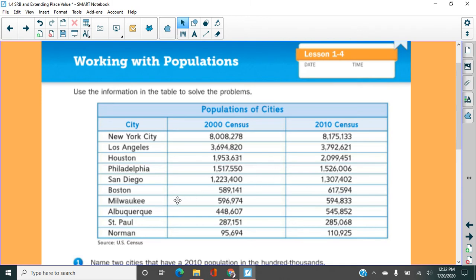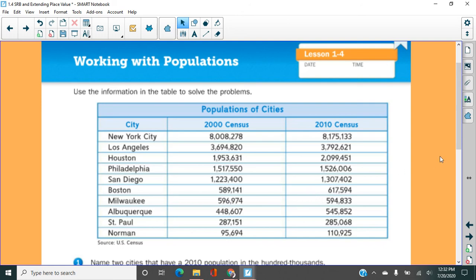However, you can look at a city like Milwaukee. Here's Milwaukee's population in 2000, 596,974. And in 2010, it was a little bit lower. How do I know that? Well, these first two digits are the same, 500,000 and 90,000, but the 6,000 is more than the 4,000 here, right? So we can use some of our skills that we've learned so far.